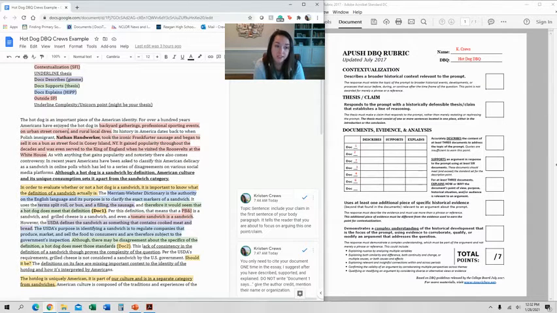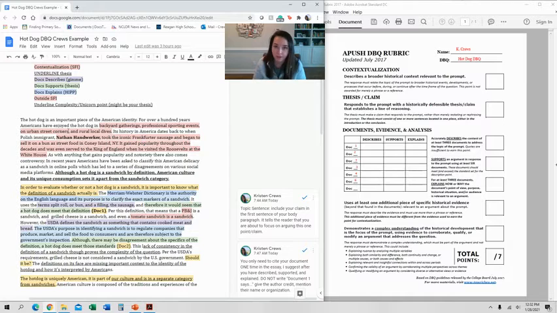Although a hot dog is a sandwich by definition, American culture and its unique consumption sets it apart from the sandwich category. That is my thesis statement. It is a complex thesis statement. It evaluates the extent to which, in definition, it seems like it's a sandwich. However, according to Americans, it's not. That is basically what I'm arguing, and I'm going to argue it in my essay.